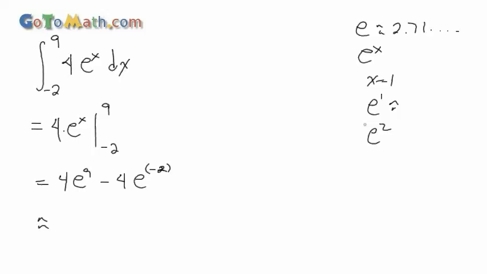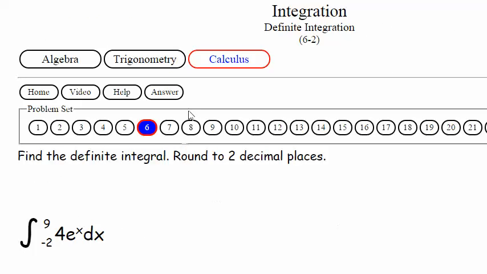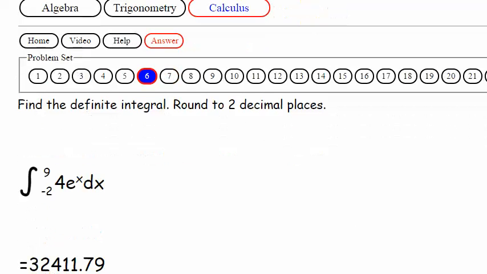I'm getting a fairly big number here. 32,411, I think it was two decimal places, .79. I think that's what it was. 32,411.79. Okay, that's what I got.